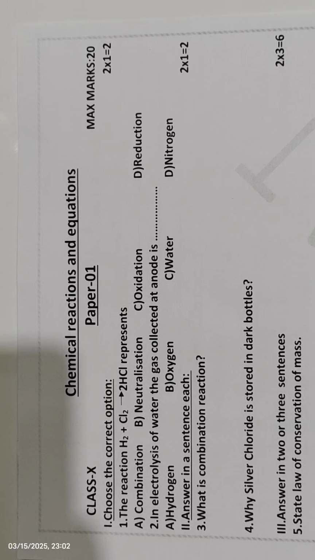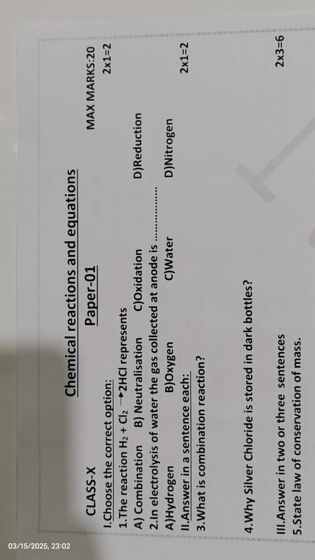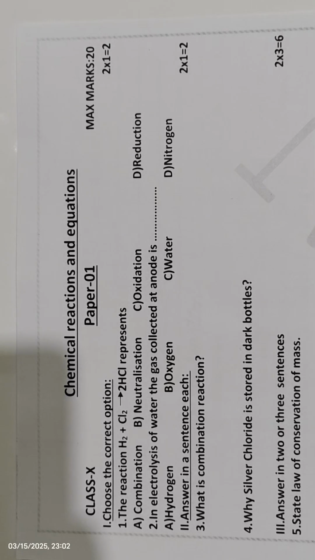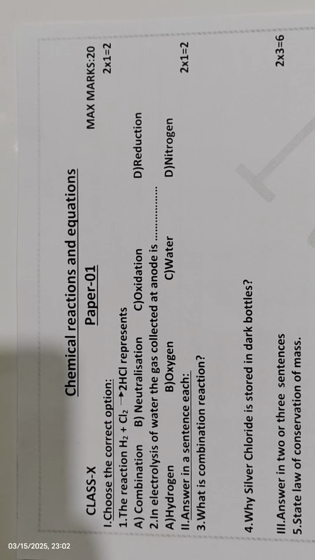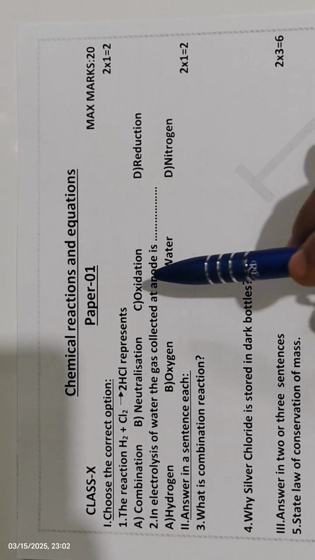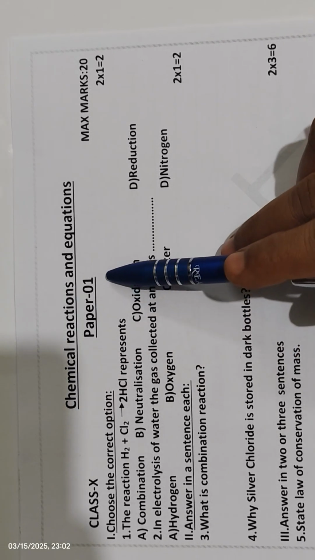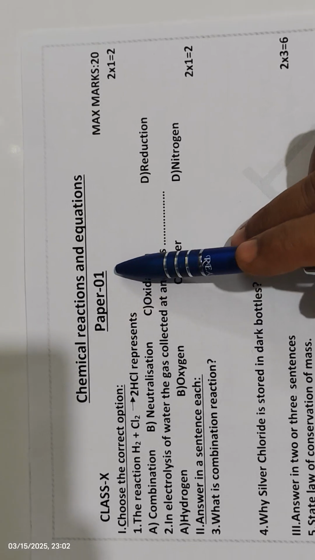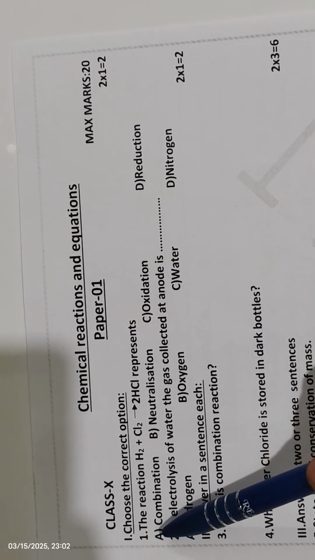In the previous video, we have answered the first chapter of biology, life processes, 8 worksheets with answers. In today's video, let us start with the first chapter of chemistry, chemical reactions and equations. So, unit paper 1 or the worksheet 1. We'll go with the questions. So, first question.